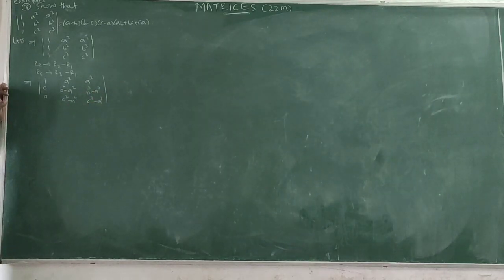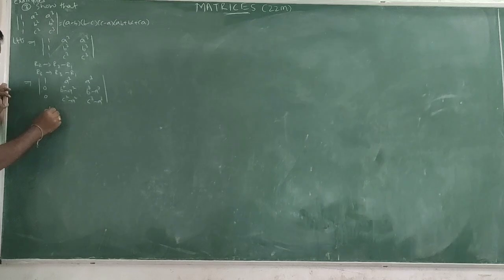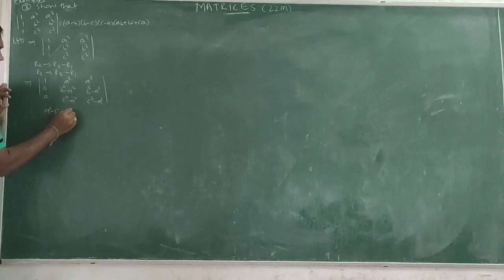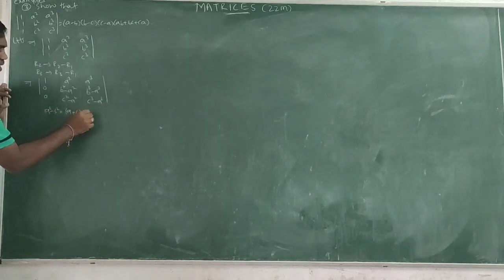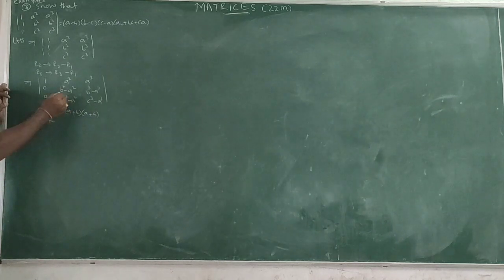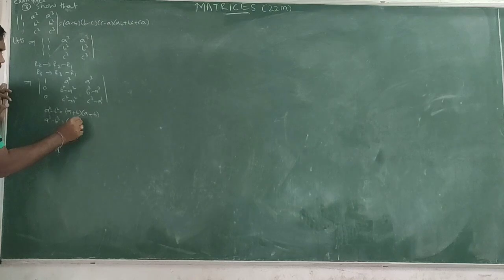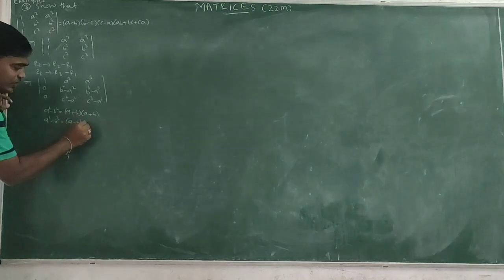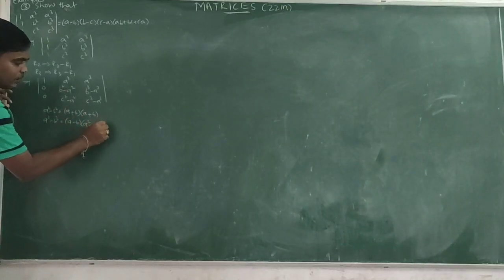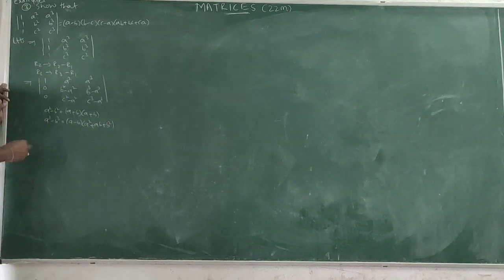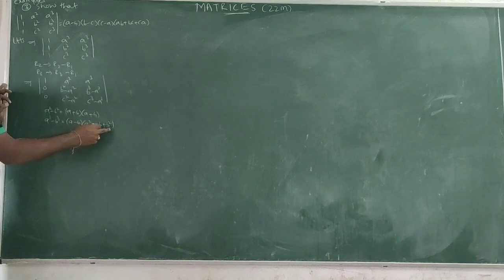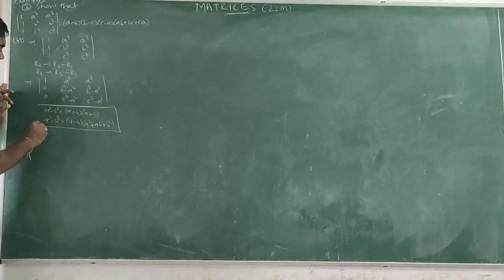So here I want to write formulas. a square minus b square equals (a plus b) into (a minus b). This formula we already know. The a cube minus b cube formula we also have: a cube minus b cube equals (a minus b)(a square plus ab plus b square). I am using these two formulas now.